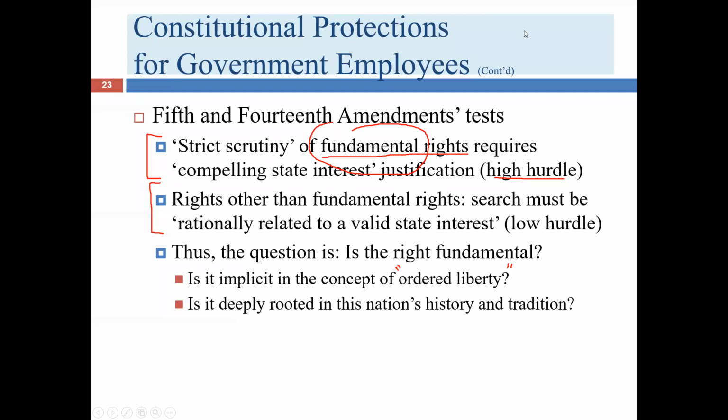Welcome to our second lecture covering the topic of privacy in the employment situation. We're still concentrating in this first part of the second lecture on government employment, and so we're talking about constitutional issues. And we were discussing the Fifth and 14th Amendment due process protections, and we talked about how the strict scrutiny and rational basis tests can apply to due process type situations.